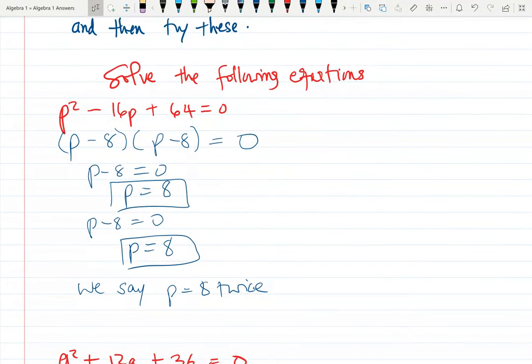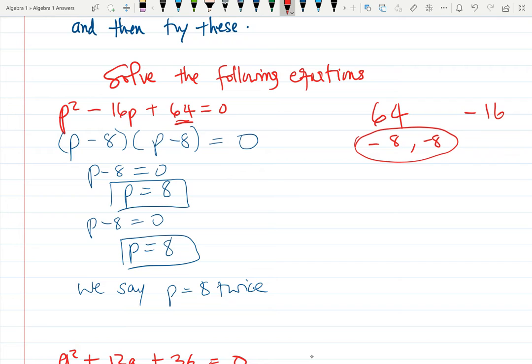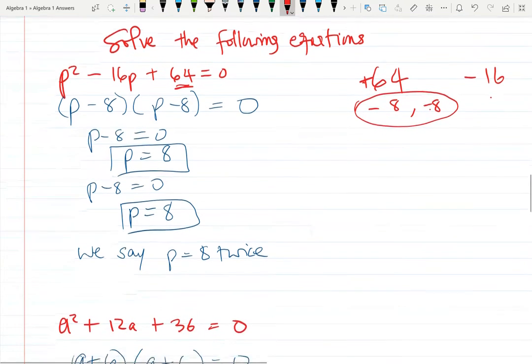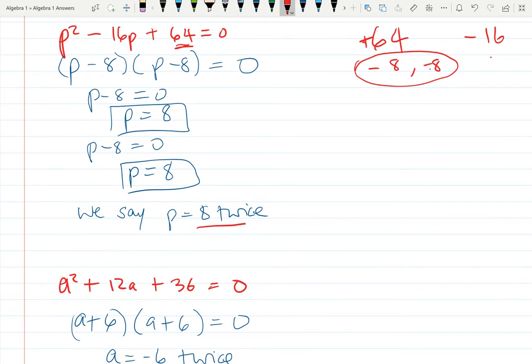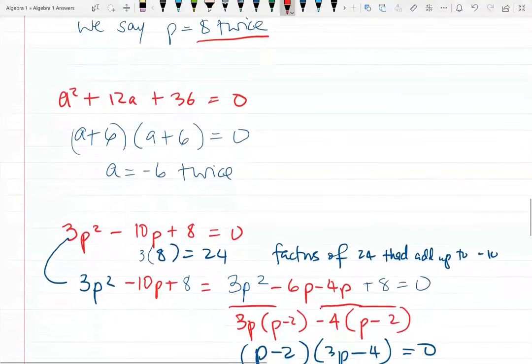Okay, so the first one we had p squared minus 16p plus 64 equals 0. So again, this is also going to be a quick review for factoring quadratic equations. When you look at factors of 64 that, when you add, will get you negative 16, that is negative 8 and negative 8. When you multiply negative 8 and negative 8, you get positive 64, and when you add them up, you get negative 16. So the factors will be p minus 8 times p minus 8, which you solve, and you get p equals 8. We say p equals 8 twice. Okay?